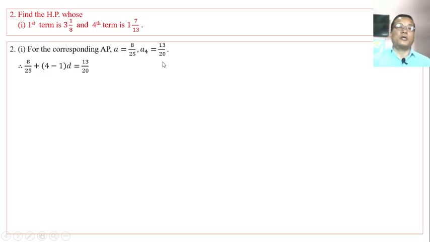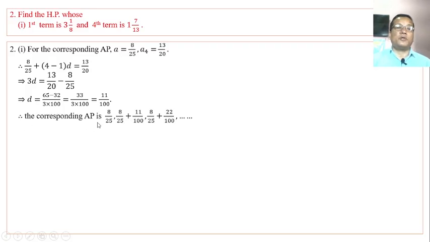For the corresponding AP's fourth term, we have the first term plus 4 minus 1 times d equal to 13 by 20, from which we have to solve for d. The d value is 11 by 100. The corresponding AP is: first term 1 by 25, then the second term is 1 by 25 plus d.